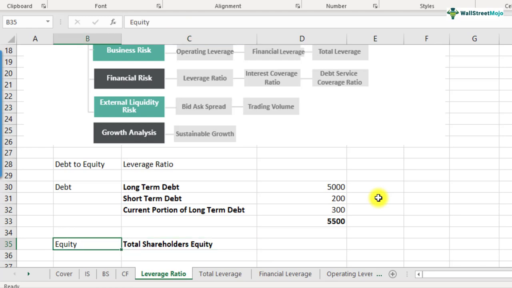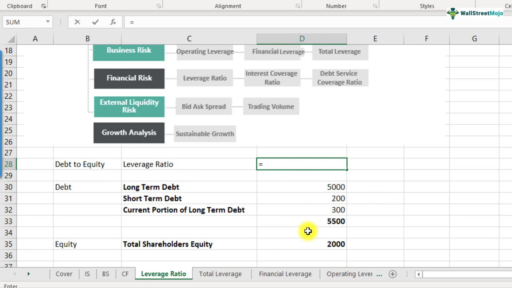Let's say when it comes to total shareholders' equity, let me just give you a number directly. Let's say it is 2000. So what's the debt to equity ratio or the leverage ratio? That is nothing but 5500 divided by 2000. So it comes out to be 2.75 in this case. Leverage ratio calculation is typically very, very simple, just that you have to be mindful of its interpretation.